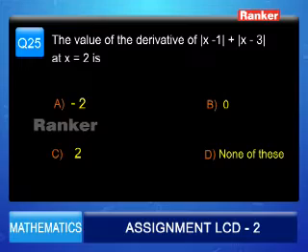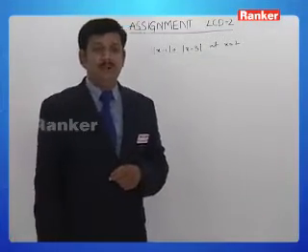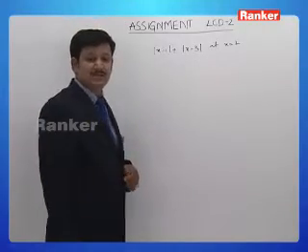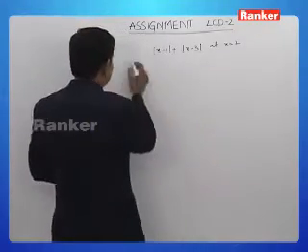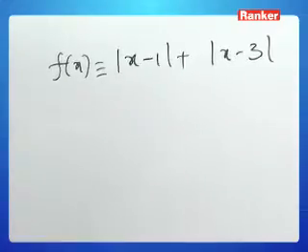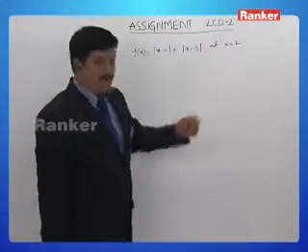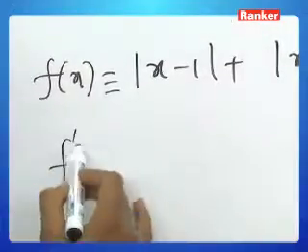Next question: the value of the derivative of mod x minus 1 plus mod x minus 3 at x equal to 2. We want the derivative of mod x minus 1 plus mod x minus 3 at x equal to 2. Let us call this function f of x. Let f of x be mod x minus 1 plus mod x minus 3, and what we need is f dash of 2.